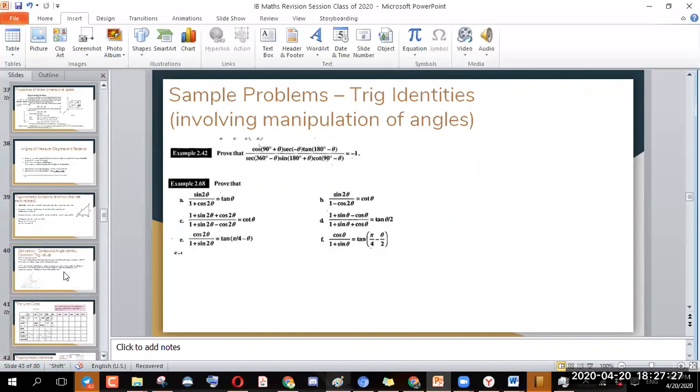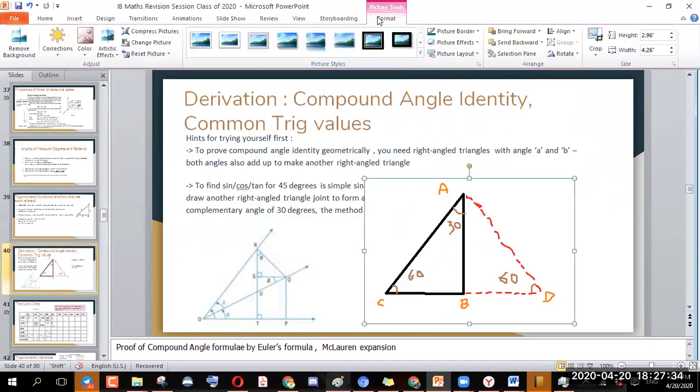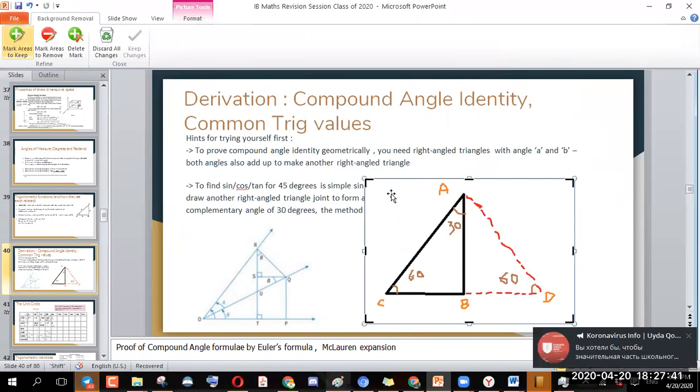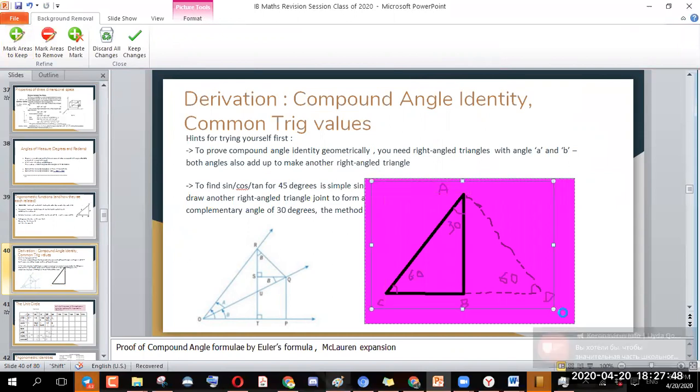So where are we starting from? Derivation, and then I'm going to crop, remove background, mark areas to keep.